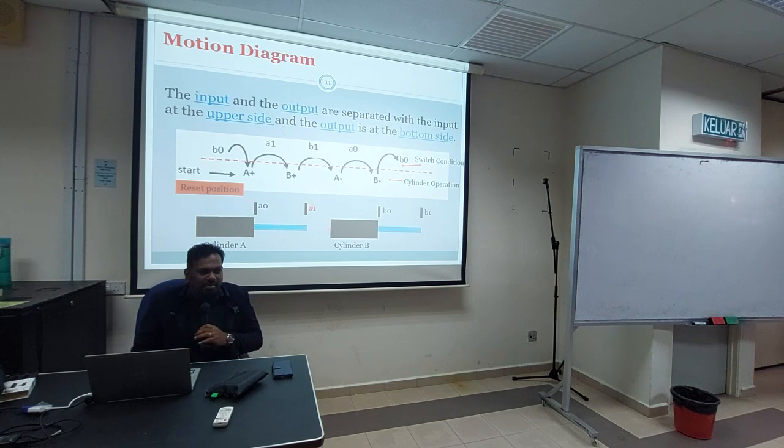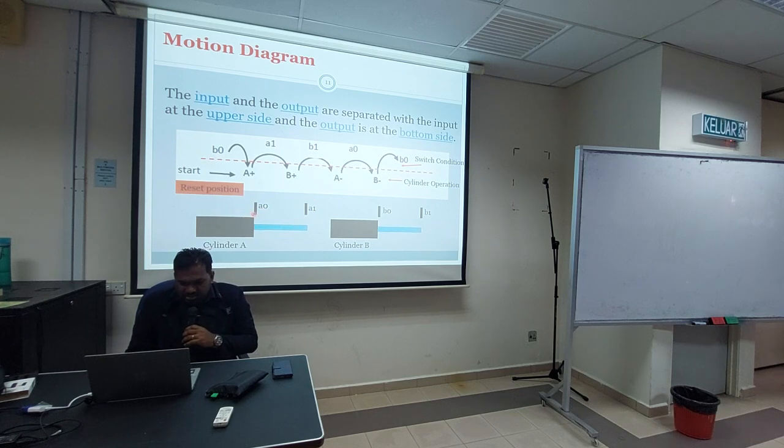So A1, apa fungsi A1? Dia apa yang dia akan check? So it will check whether your cylinder fully extend ke tak. So if already fully extend 100%, so A1 akan on, A0 akan off.